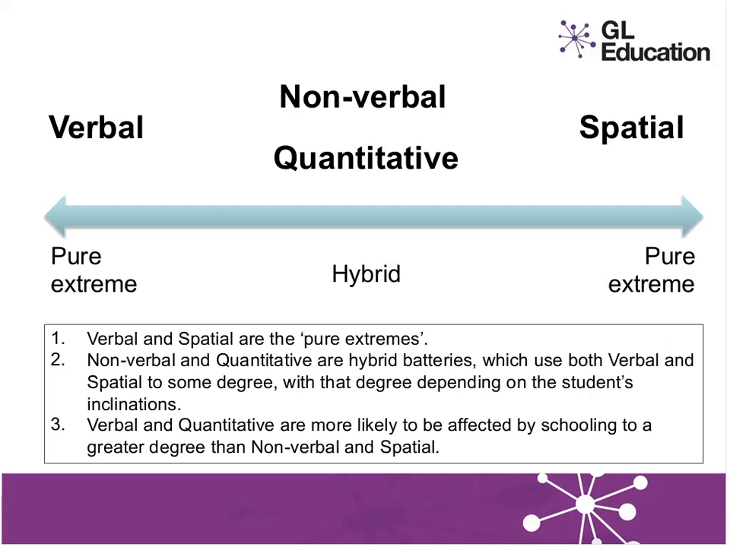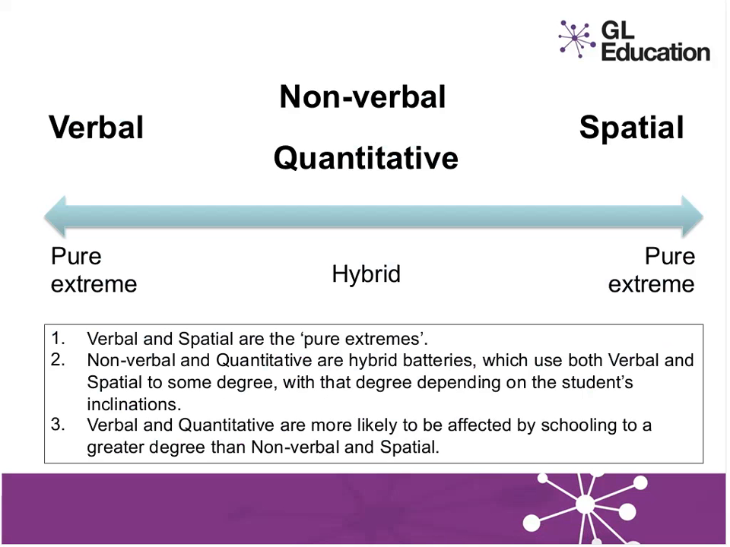The two extremes are the verbal and the spatial. Previously in CAT3, that would be verbal, non-verbal, but spatial is a new battery within CAT4. And I'll explain a little bit more in a moment about why that was added. The non-verbal and the quantitative are the hybrid batteries in those four.